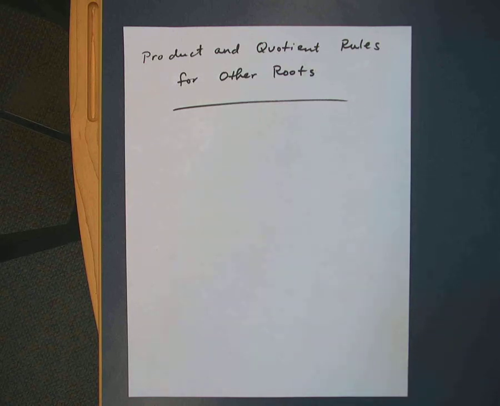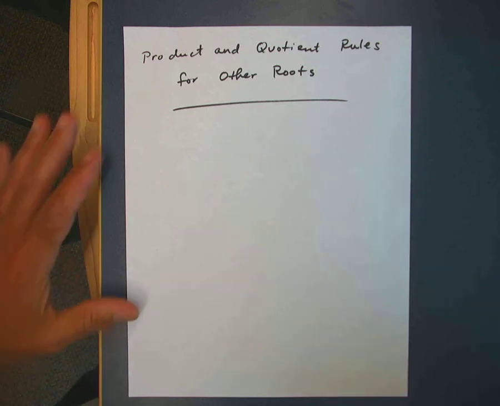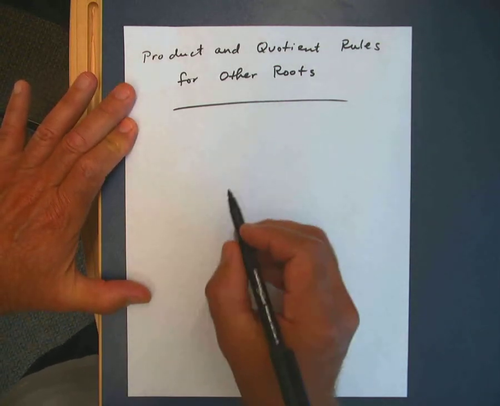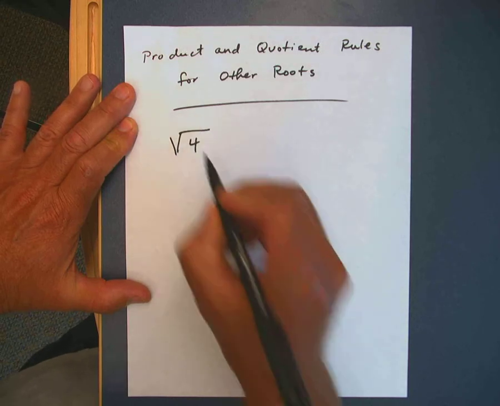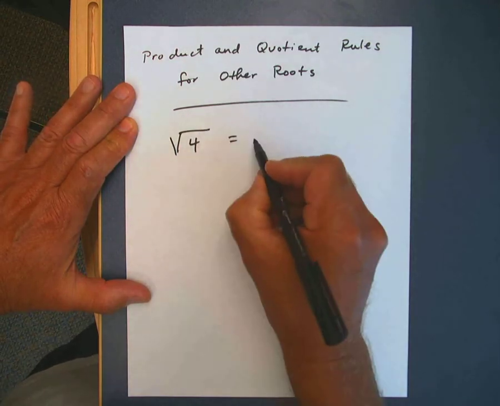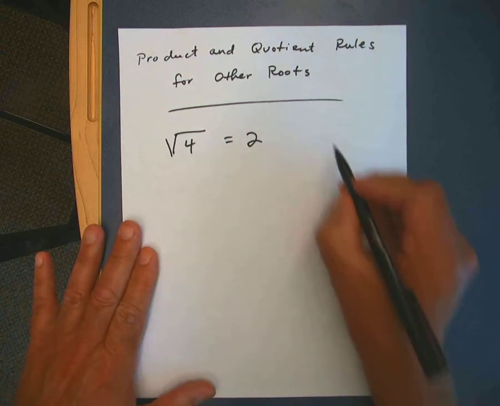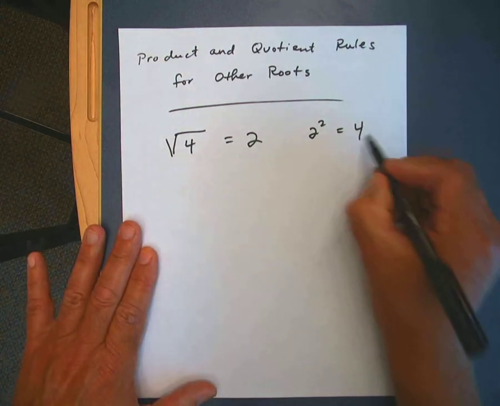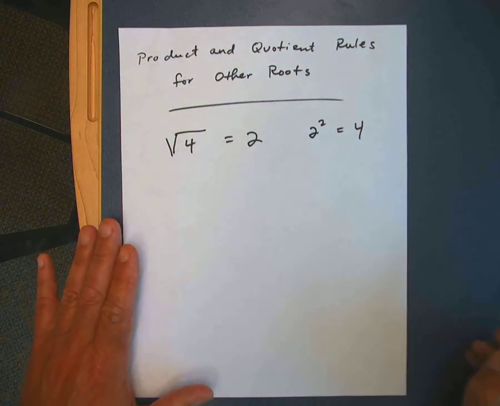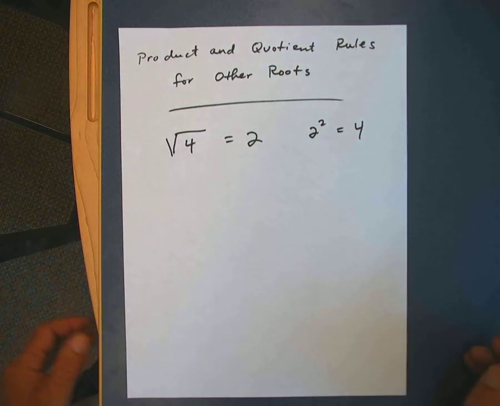Okay, now we'll get some other roots besides just square roots, but first a quick review for square roots. For example, I know you know that the square root of 4 is equal to 2 because 2 squared is equal to 4. That's part of the definition of the square root.